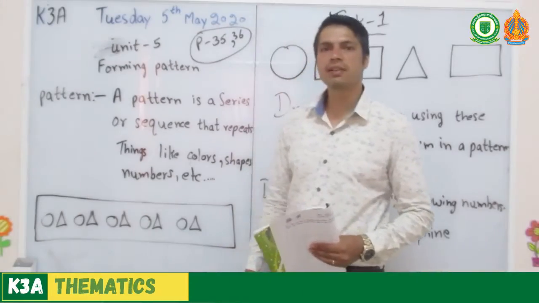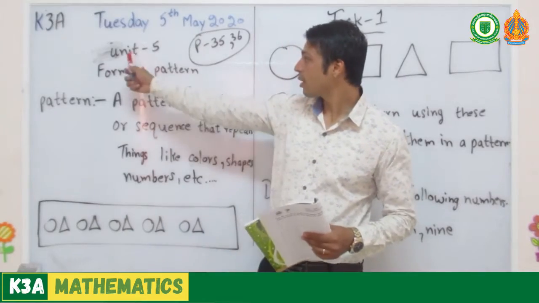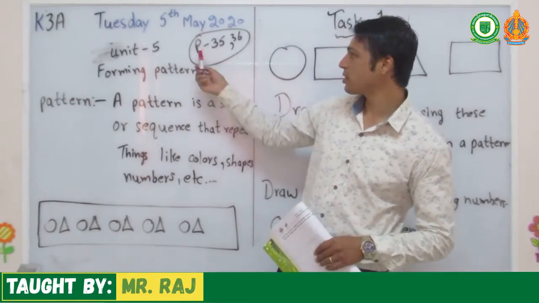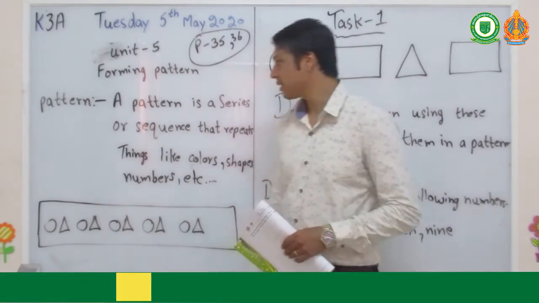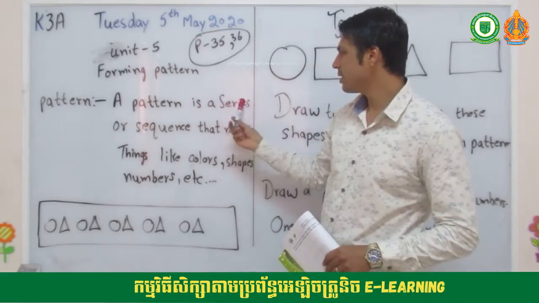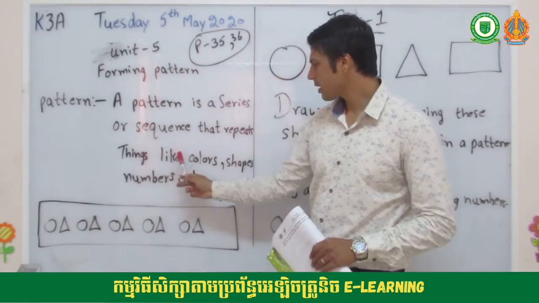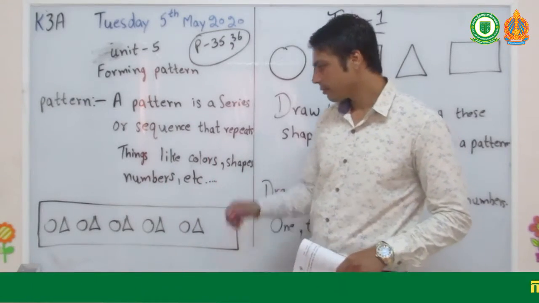Welcome back to our second video of today's class. Today we are studying maths, unit 5, forming pattern, page number 35-36. So what is a pattern? A pattern is a series or sequence that repeats. Things like colors, shapes, numbers, and so on.